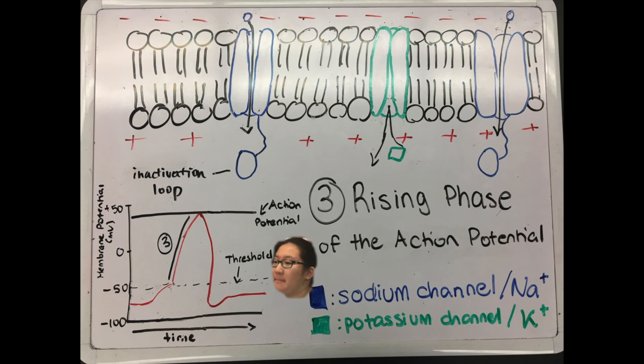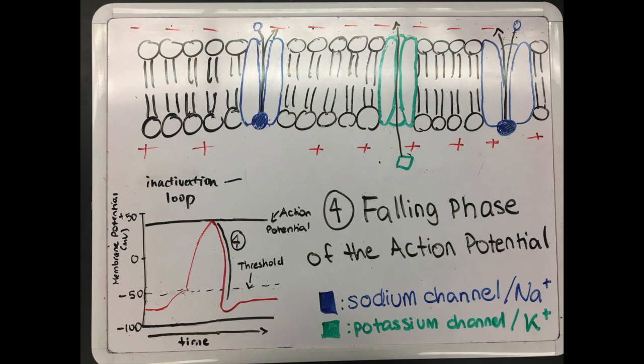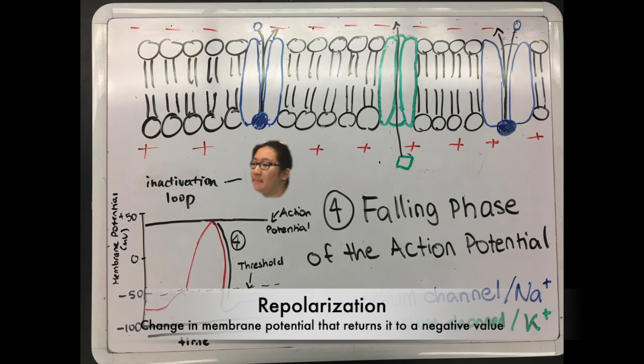After reaching the action potential, the voltage-gated sodium channels begin to close while the voltage-gated potassium channels begin to open. This causes the interior of the cell to have a more negative charge while the extracellular fluid has a more positive charge. This would be known as repolarization, change in membrane potential that returns it to a negative value.